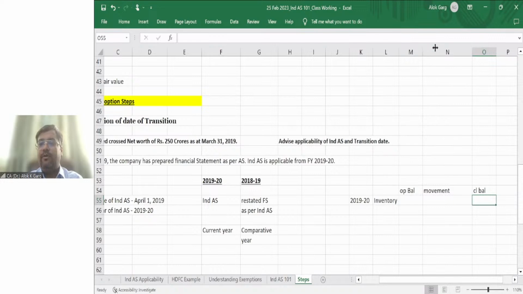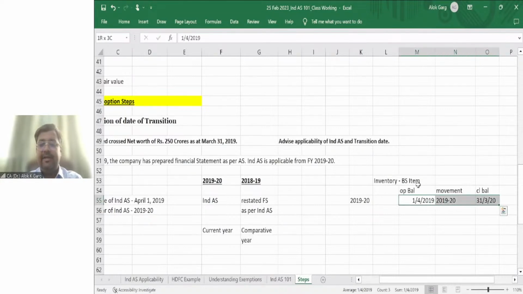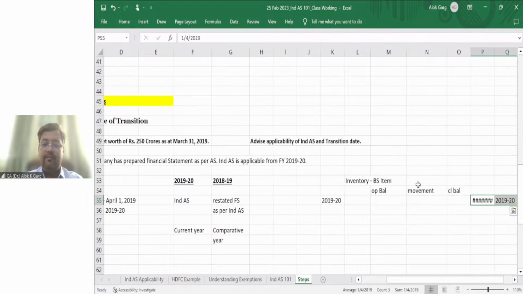Example, let's talk about 1920. If I talk about inventory balance of 1920, inventory is a balance sheet item. For 1920, what is the opening balance on which date? 1st April 19, right? Movement is for the year 1920, and closing balance should be on 31st March 20, right? Clear? These three dates will be there.